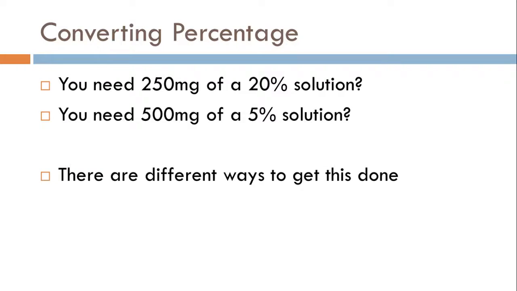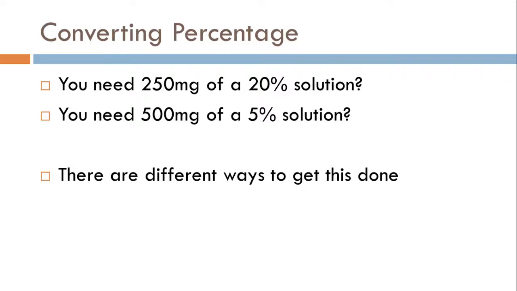Let's take a look at the first slide. The first slide gives a couple of examples that we might need to find. For instance, get me 250 milligrams out of a 20% solution, or get 500 milligrams out of a 5% solution. So you'll need to know how many milligrams are in a 20% solution. You'll have to know how many mils to pull out of there. So there are different ways to get this done.